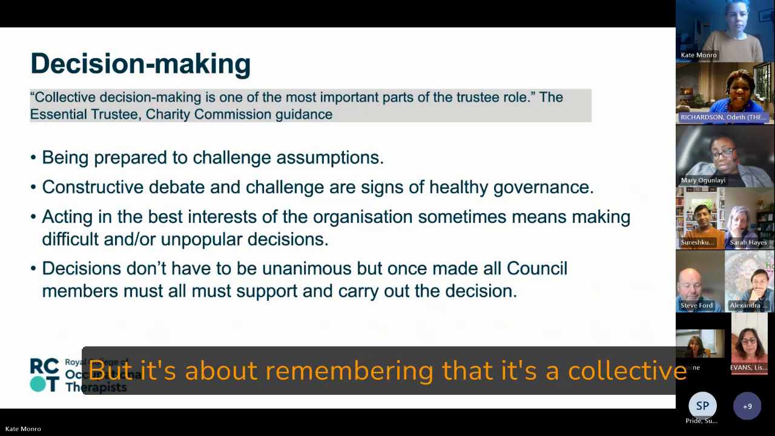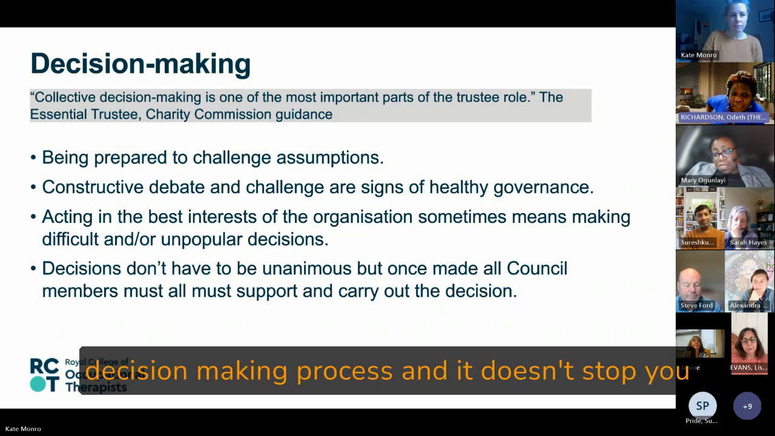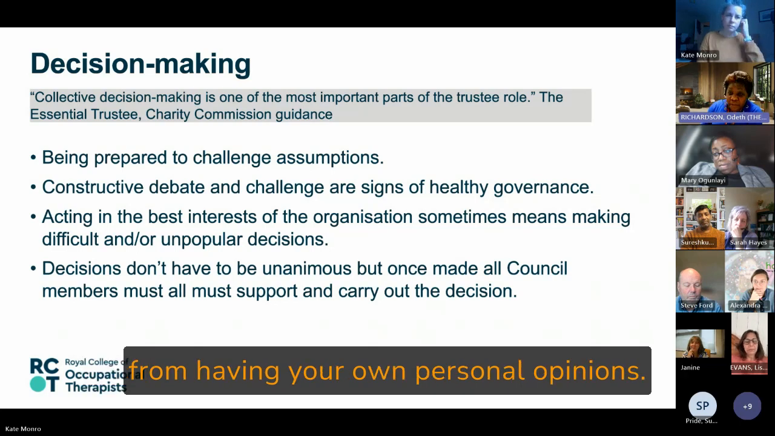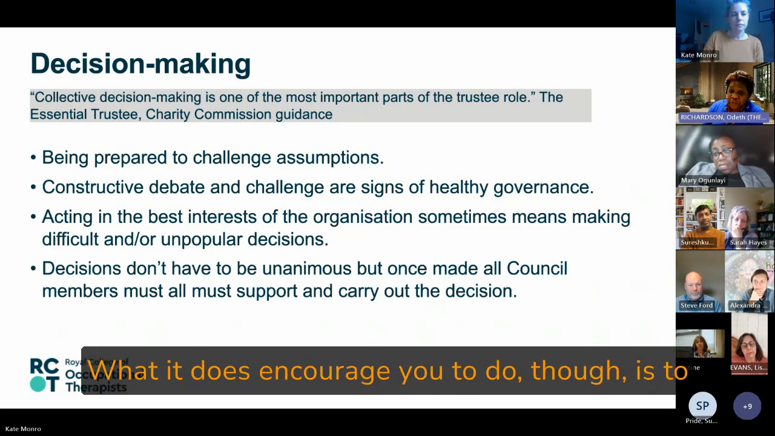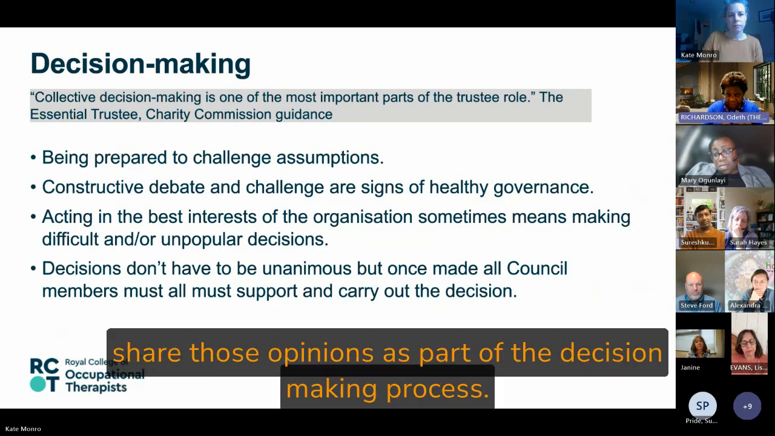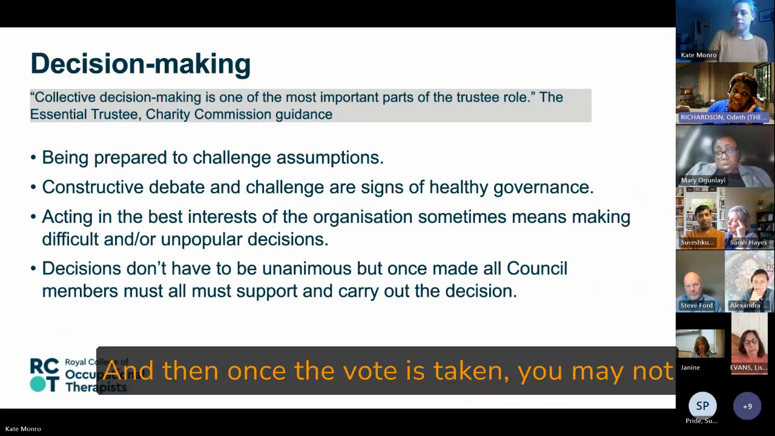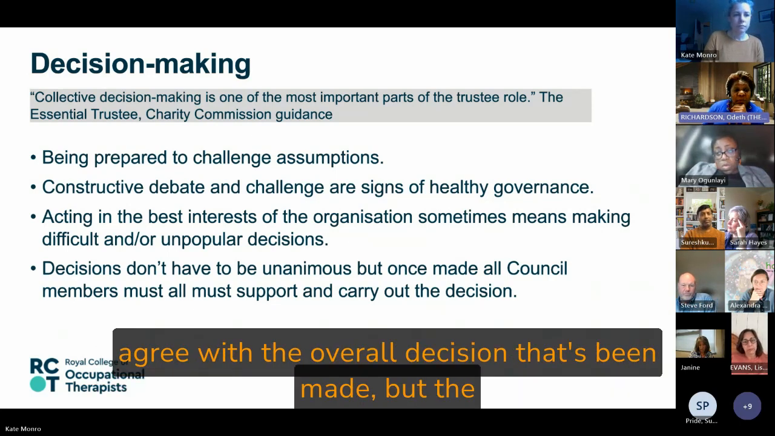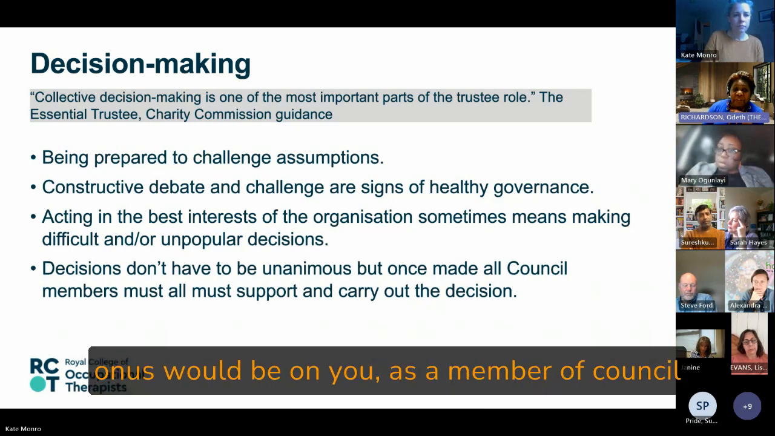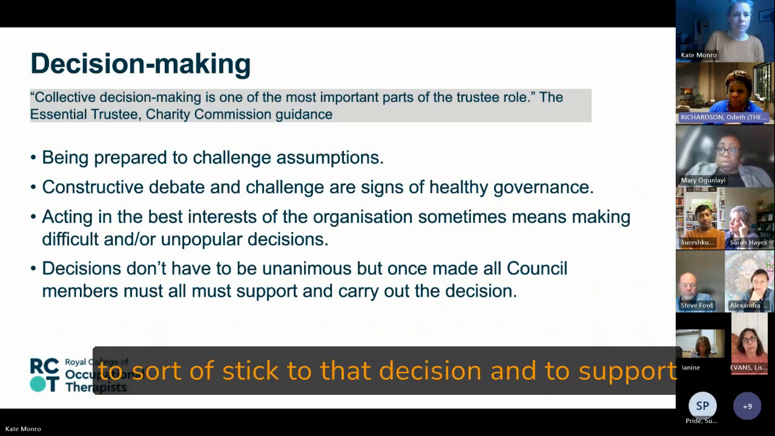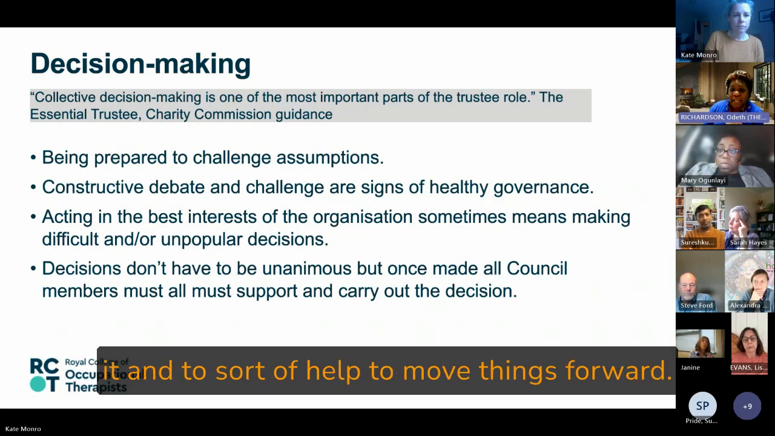But it's about remembering that it's a collective decision-making process and it doesn't stop you from having your own personal opinions. What it does encourage you to do, though, is to share those opinions as part of the council decision-making process. And then once the vote is taken, you may not agree with the overall decision that's been made, but the onus would be on you as a member of council to stick to that decision, to support it and to help to move things forward.